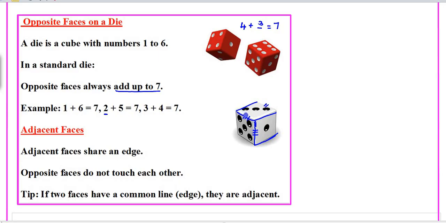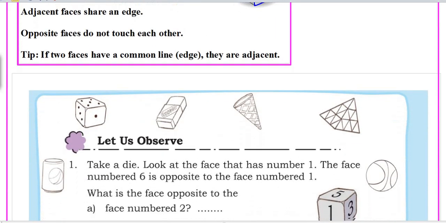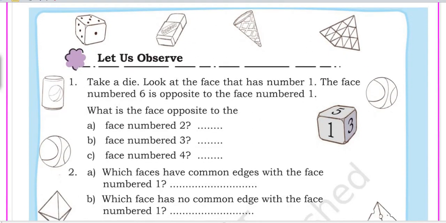So here are two things you have to remember. One is opposite faces: the sum of two opposite faces adds up to 7. Then for finding adjacent faces: adjacent faces share edges. Otherwise it is not adjacent, that is an opposite face. Based on this concept, we can quickly do this exercise.